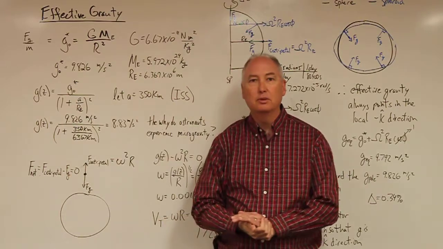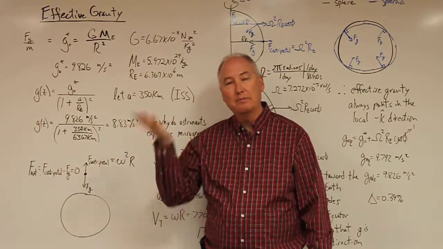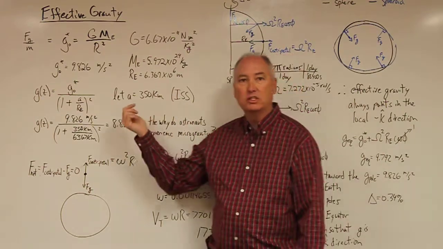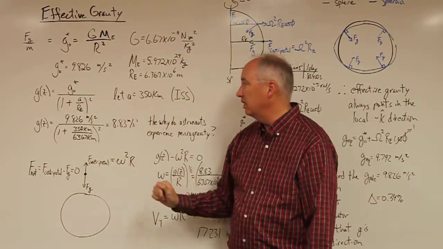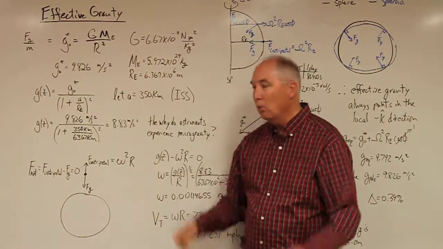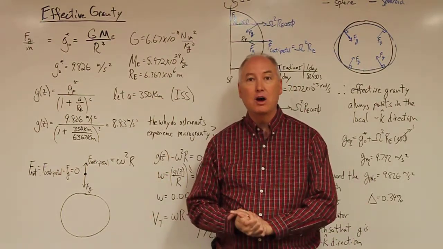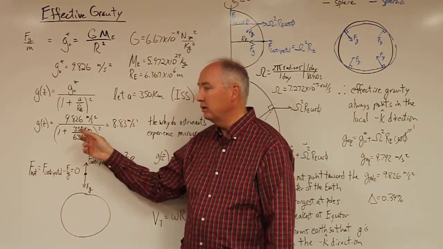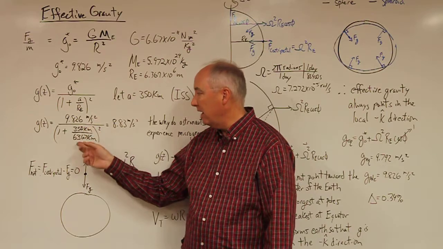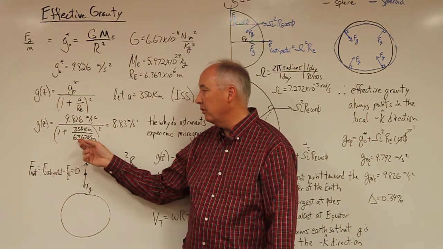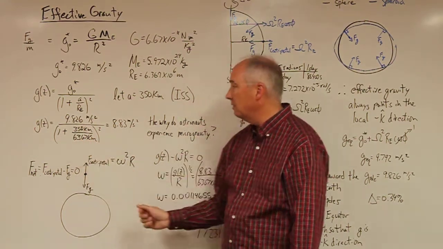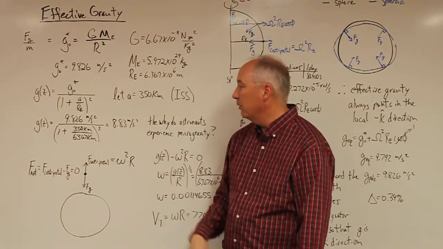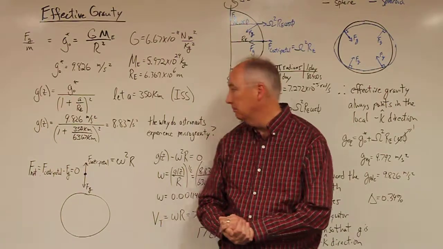So let's do an example of how gravity changes as you move up in the atmosphere or even out to space. Let's say the altitude of the International Space Station is 350 kilometers. What is the gravity on the space station? We just plug it into this equation with 350 kilometers for a and 6,367 kilometers in the denominator, and you'll come up with a gravity on the International Space Station of 8.83 meters per second squared.